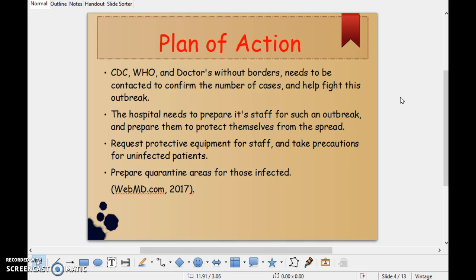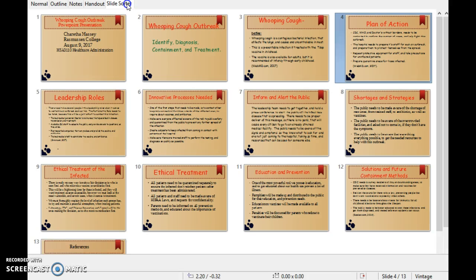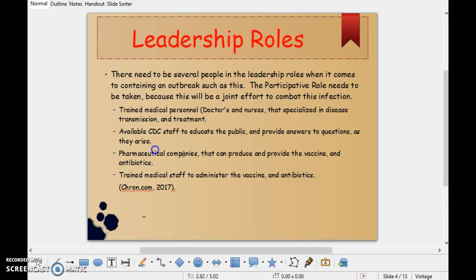The hospital needs to prepare its staff for such an outbreak and prepare them to protect themselves, and request protective equipment for staff and take precautions for uninfected patients. We also need to prepare a quarantine area for those infected.